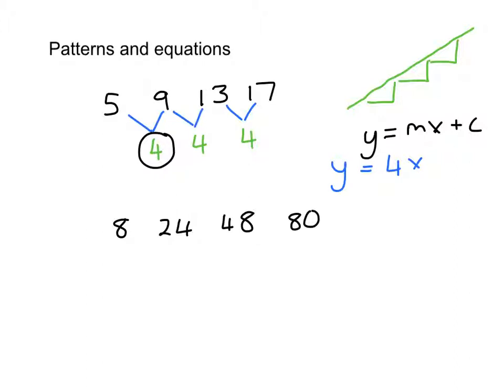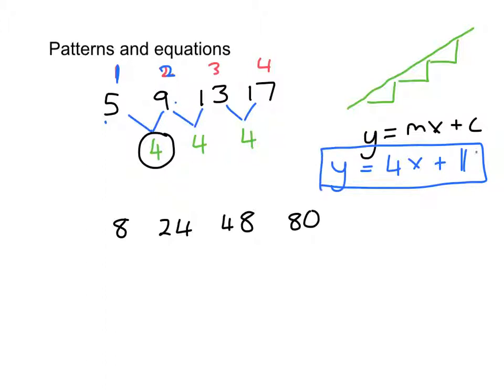Because I'm going up in 4s, let me find another colour. This is my first term, second term, third term, fourth term. So 4 times 1 is 4 here, but I've got a 5 there. So I need to add 1 to my formula. Let's see if it works for the second term. 4 times 2 is 8, but I've got a 9 there, so I add 1. So that formula is working for that pattern.